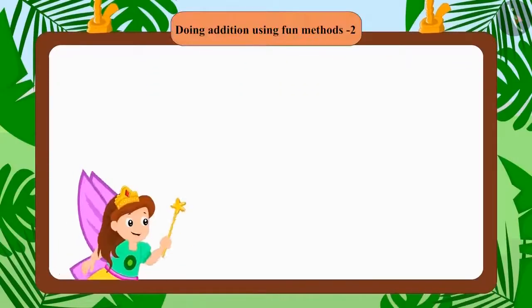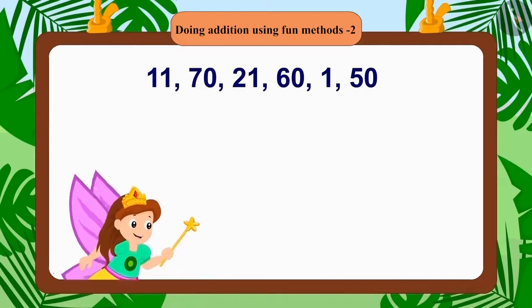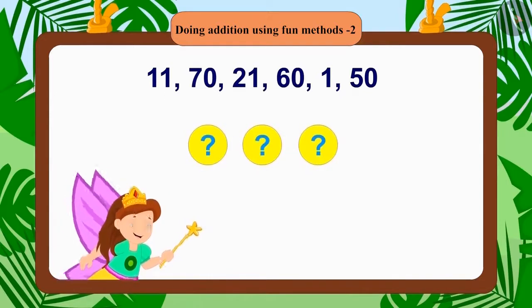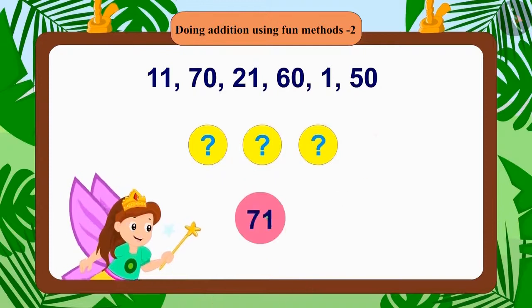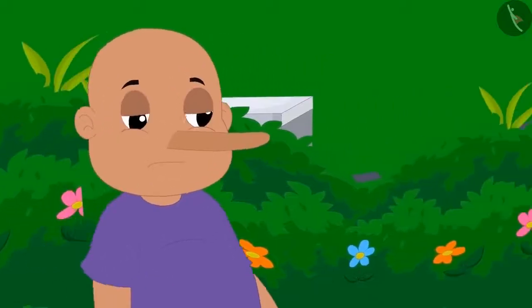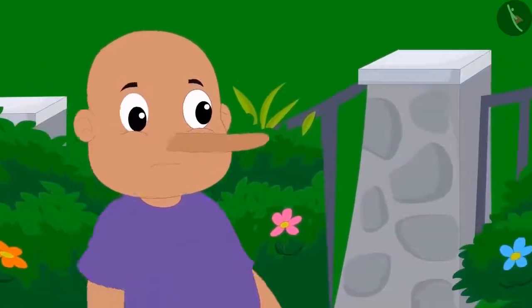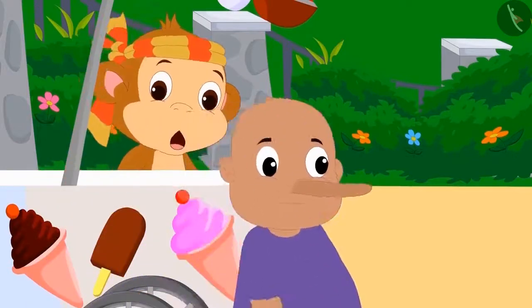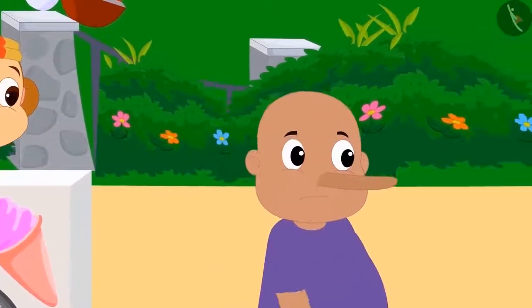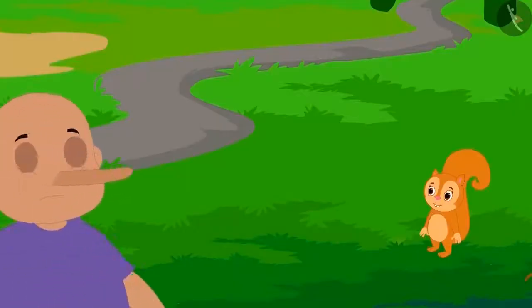The angel showed Bablu these numbers and said that he will have to make 71 by adding these numbers in 3 different ways. And remember, he can only take 2 numbers at a time. The next day, Bablu roamed around sad throughout the day and did not do any mischief. But he was unable to find the answer to the angel's riddle.